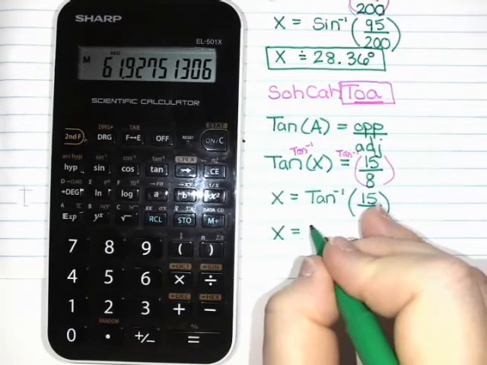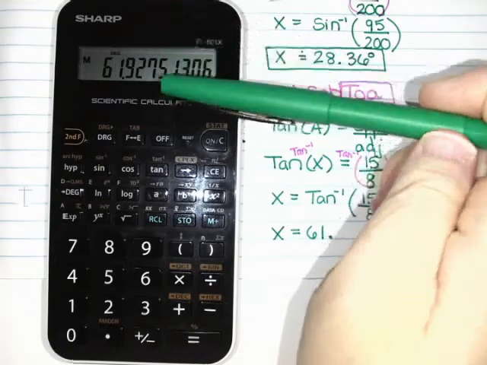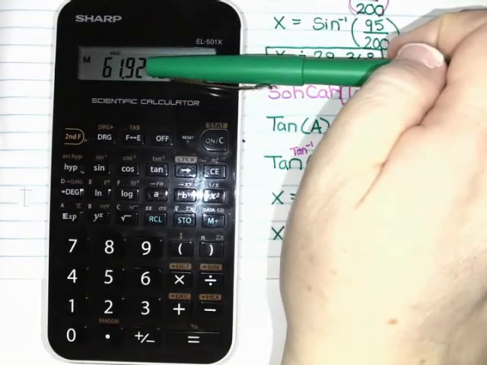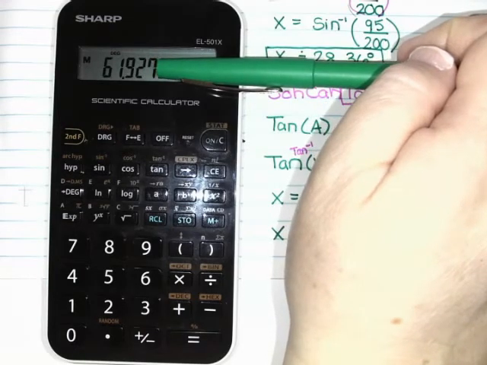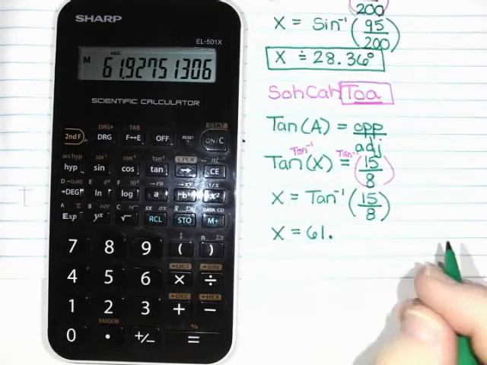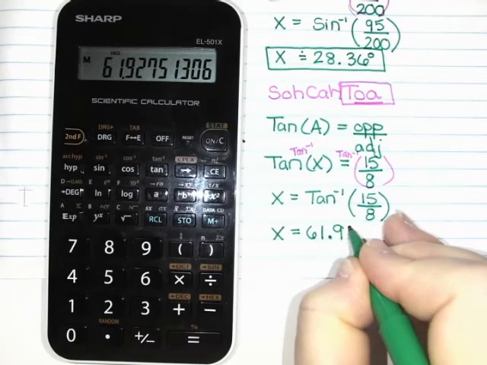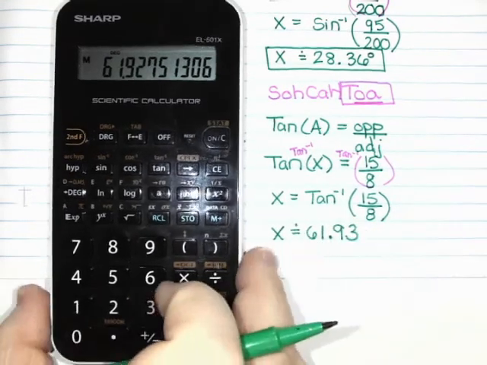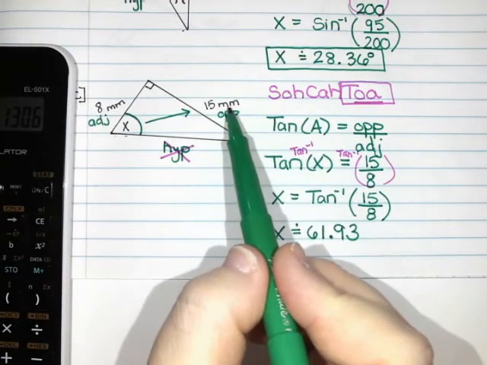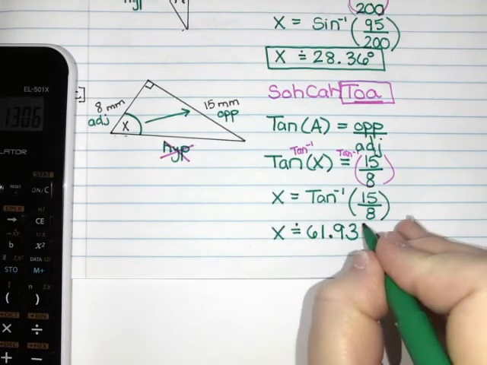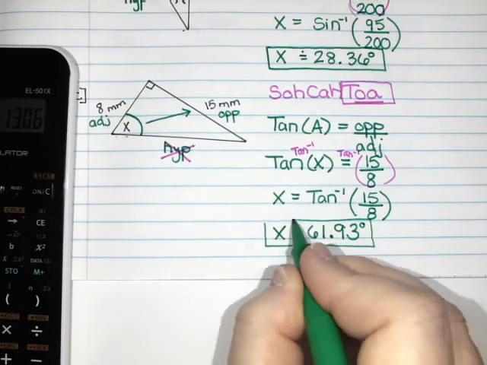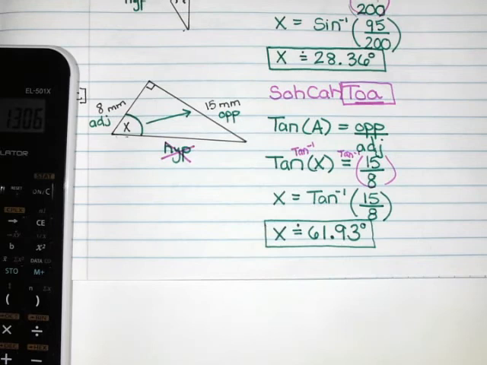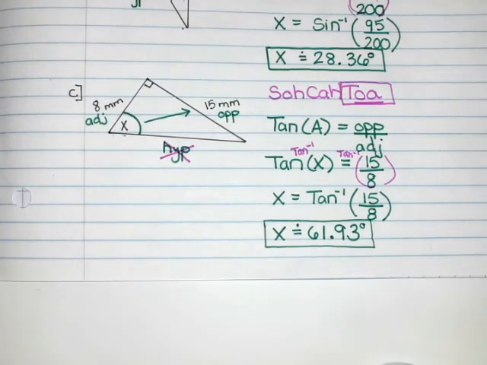So this is 61 point. Now I want 2 decimal places. That's what it asked for in the question. That would give me 9.2. I look at the next number. It's a 7, so that's going to push that up to 9.3. So it is 61.93. In this question, the sides were in millimeters, but this is an angle, so it should be degrees. So our angle is 61.93 degrees. And that is all you need to know for today about how to solve for an angle using the sine, cos, and tan ratios.